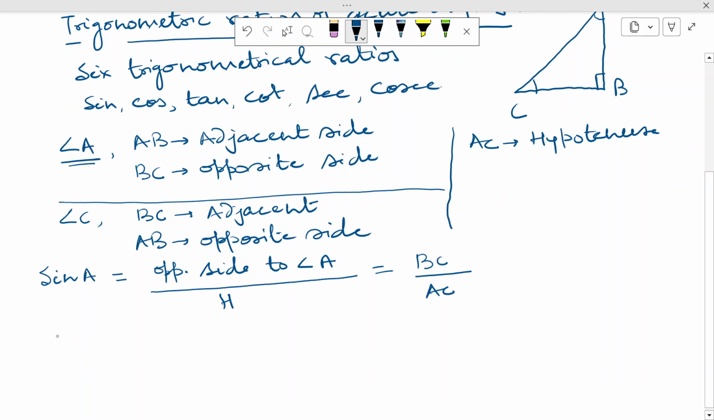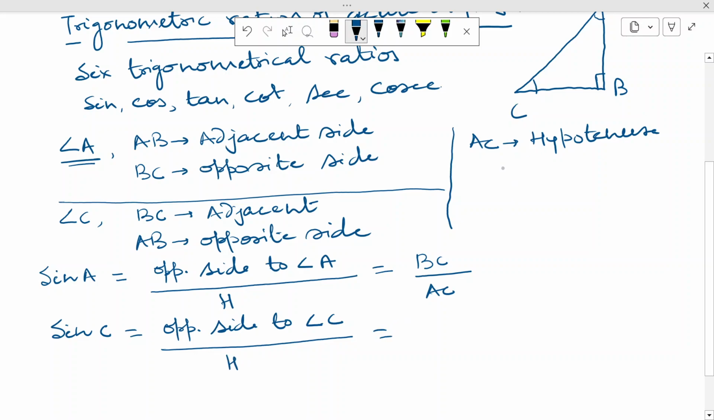Now, if you are finding sine of angle C, again the formula is the same, only now we are considering angle C in place of angle A. So, we should consider the opposite side to angle C divided by the hypotenuse. As you can see, for angle C, the opposite side is AB and the hypotenuse is the same, which is AC.